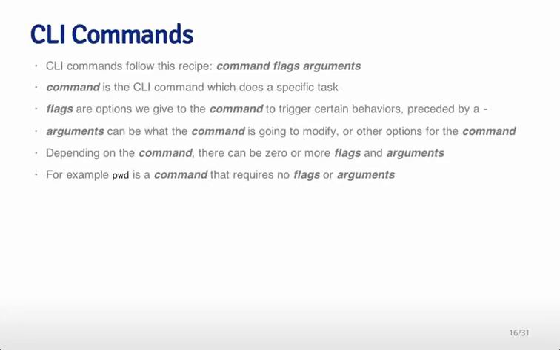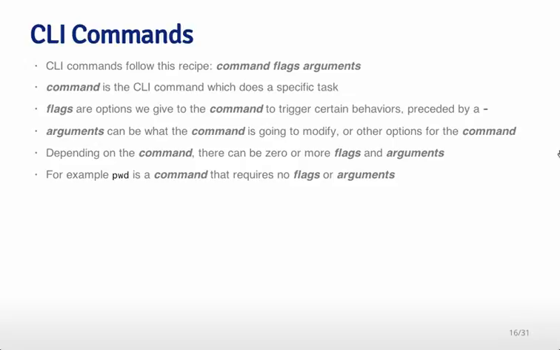So there's always a recipe that goes with using command line interfaces. What you'll do is use what's called the command. In the previous case, it was called pwd. Then you'll use something called flags. These are like parameters that you pass to the command that tell it what kind of behavior to take. And then arguments can be what the command is going to modify, so what files it'll look at and things like that. Depending on the command, you may or may not need to use flags or arguments.